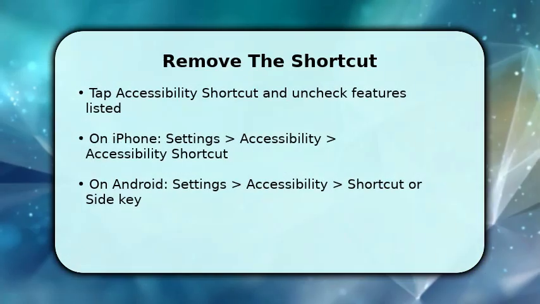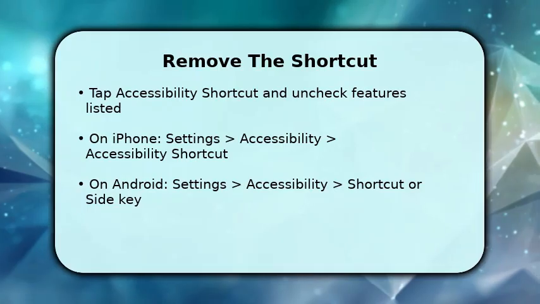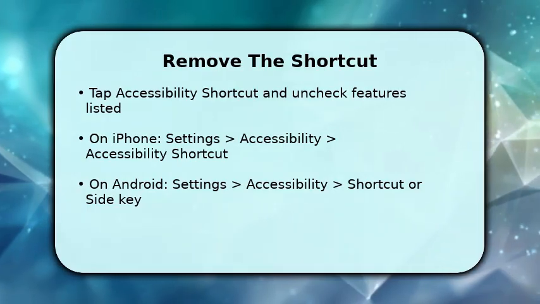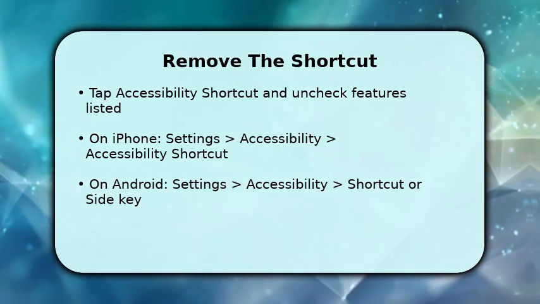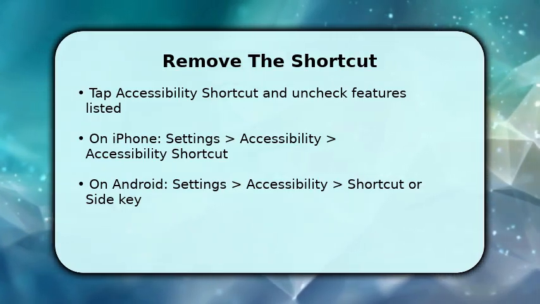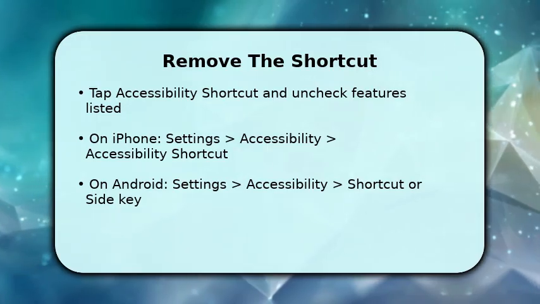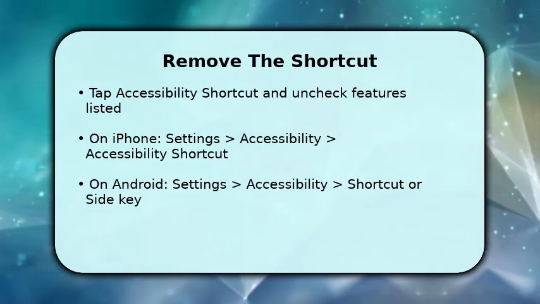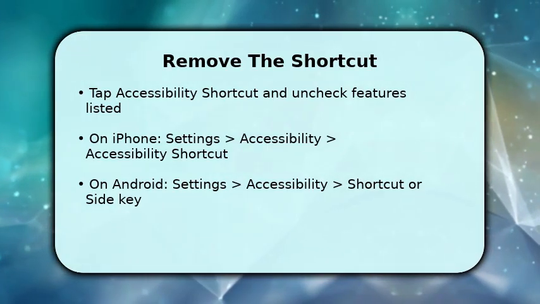Once the accessibility shortcut screen is open, tap the listed feature to toggle it off. Depending on your OS, you might see VoiceOver, Magnifier, or Assistive Touch. If multiple items are selected, deselect each one you want removed and make sure no checkmarks remain. Once done, press back to confirm the setting persists.